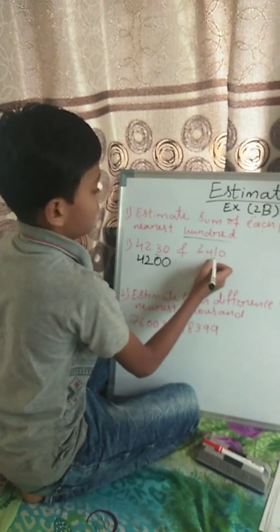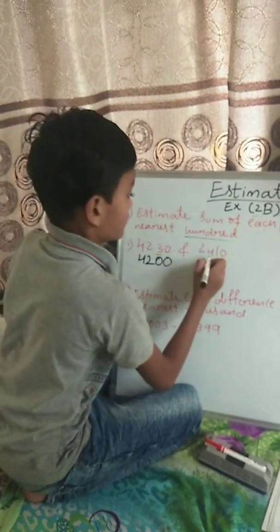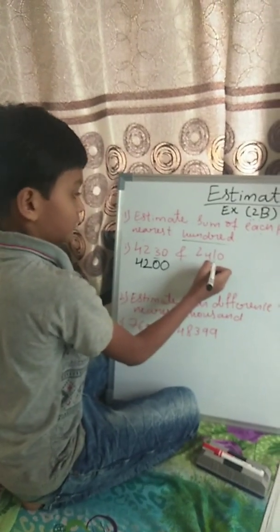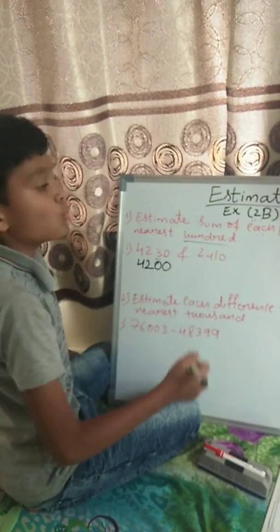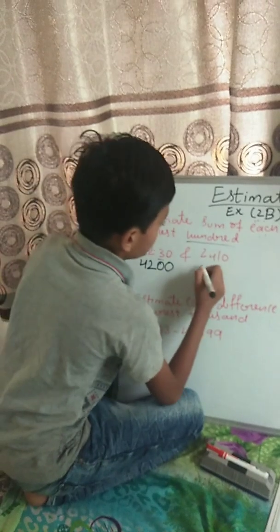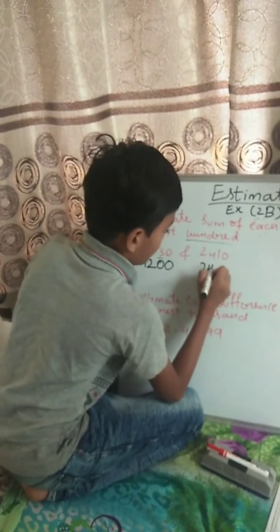Okay. Now the next one is 2,413. So we have to check at the tens place, as you know. When we check at the tens place, we can see here 1, which is also very less than 5. So 2,400.